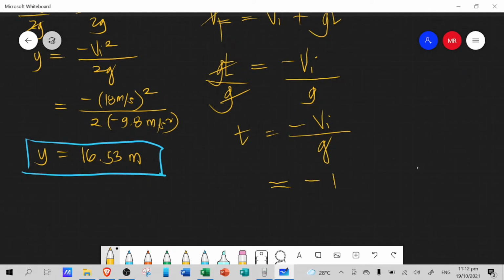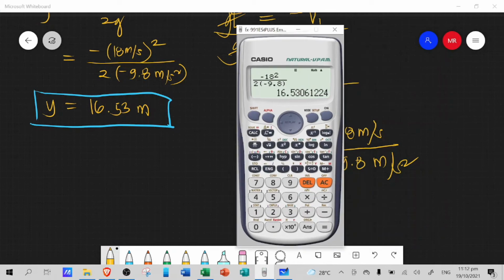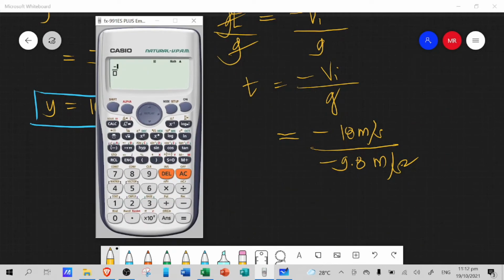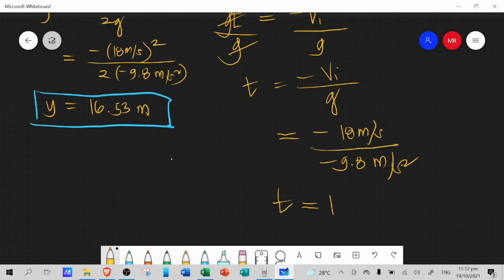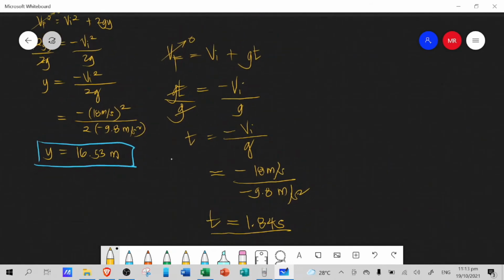So this is negative 18 meters per second all over negative 9.8 meters per second squared. So computing for this time, we have negative 18 over negative 9.8, which is 1.836 or 1.84 seconds. But this is not our final answer because from our analysis, this is just going up to the maximum height, because we set our final velocity to 0 at the maximum height.